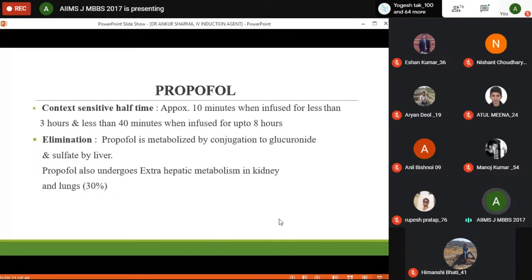What is context-sensitive half-life? It is the half-life when the drug is given as an infusion. Okay, it is the time for the concentration of drug to become half after it has been given as an infusion. Approximately 10 minutes when infused for less than 3 hours and less than 40 minutes when infused for up to 8 hours. How does propofol eliminate from the body? It is metabolized by conjugation with glucuronide and sulfate in the liver. It also undergoes extrahepatic metabolism in the kidney and lungs.